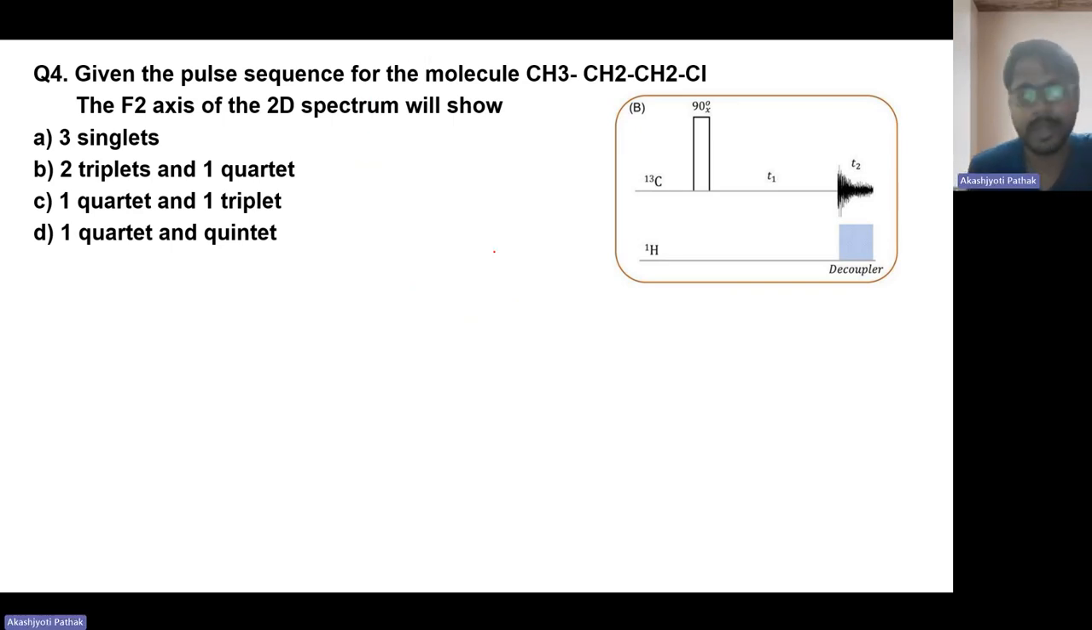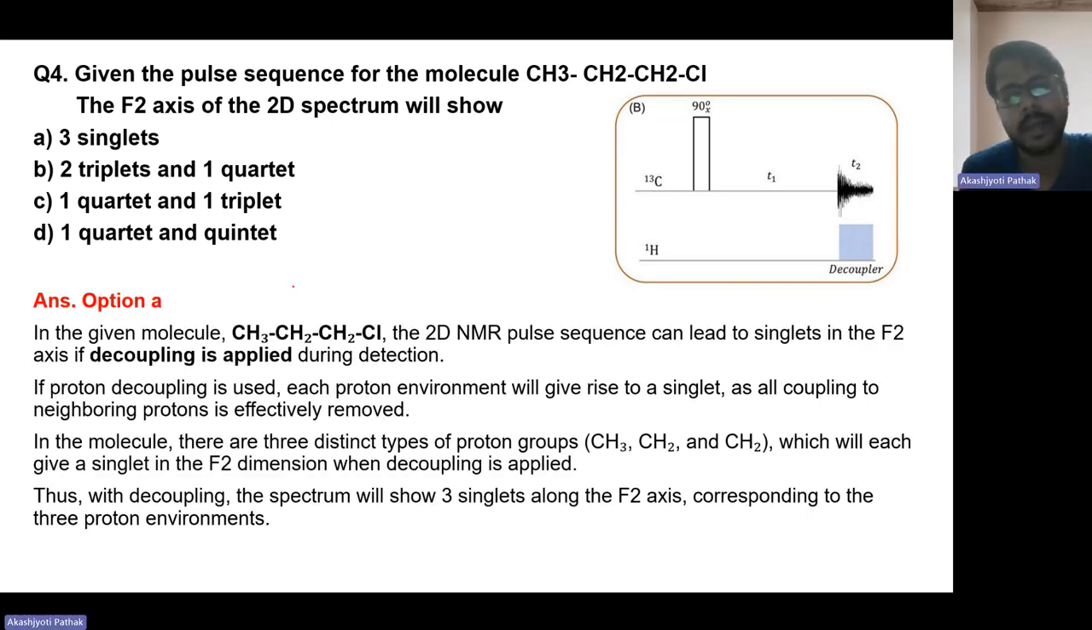The correct answer will be you will get only three singlets, right? So option E is the correct answer for this question. So why is it so? In this molecule, the 2D NMR pulse sequences can lead to singlets in the F2 axis if decoupling is applied during detection. So during detection, you are applying decoupling. That is why you will not observe the peak splitting. Okay. So if the proton decoupling is used, each proton environment will give rise to a singlet as all coupling to neighboring protons is effectively removed.